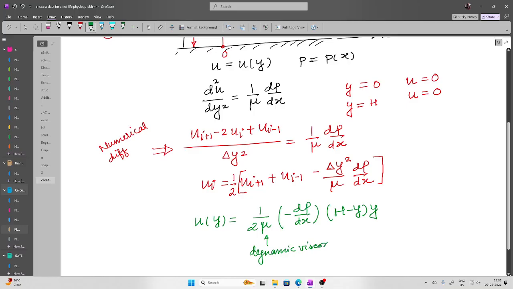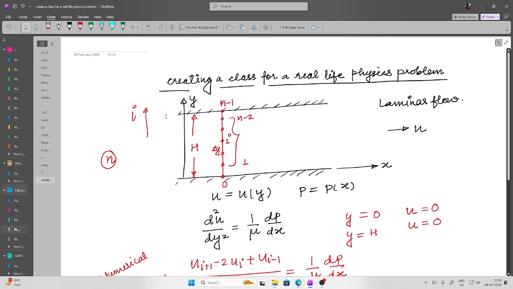Dynamic viscosity of fluid. This is the pressure gradient. Obviously, the pressure gradient has to be negative because in the direction of flow, pressure always reduces. So this side, the pressure should be less in comparison to this side. Then only fluid will flow from left to right.